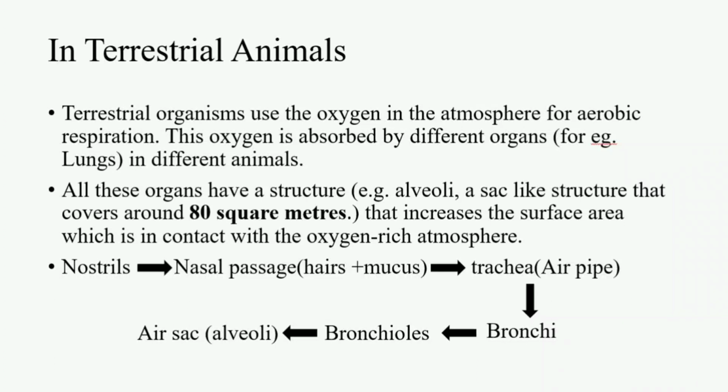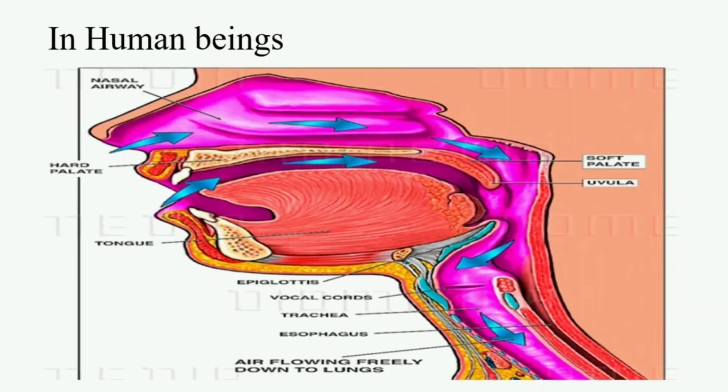First of all, the air gets inside the nostrils. From the nostrils, it gets inside the nasal passage. From nasal passage, it goes into the trachea. Trachea is known as the air pipe. From air pipe, it goes to the bronchi, and bronchi further branch and sub-branch into further tubes called bronchioles, and later on they terminate into the air sac-like structure called alveoli.